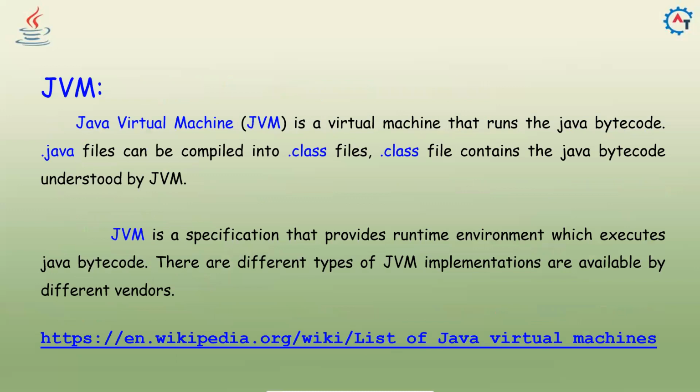The JVM is a virtual machine that runs the Java bytecode. .java files are compiled into .class files. A .class file contains the Java bytecode understood by the JVM. So bytecode is only understood by the JVM. The JVM is a specification that provides a runtime environment which executes Java bytecode.